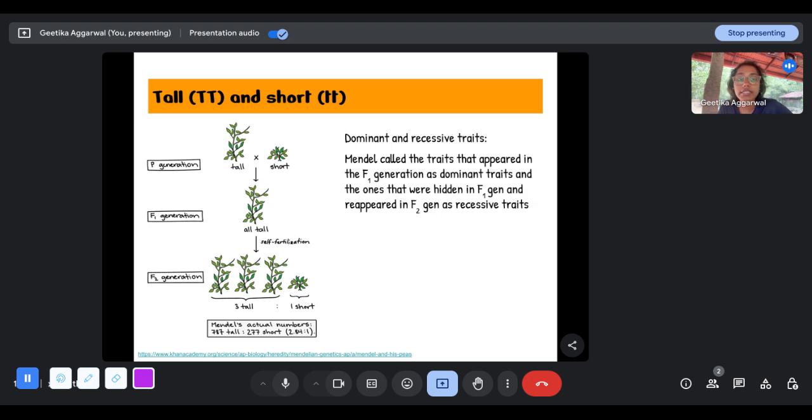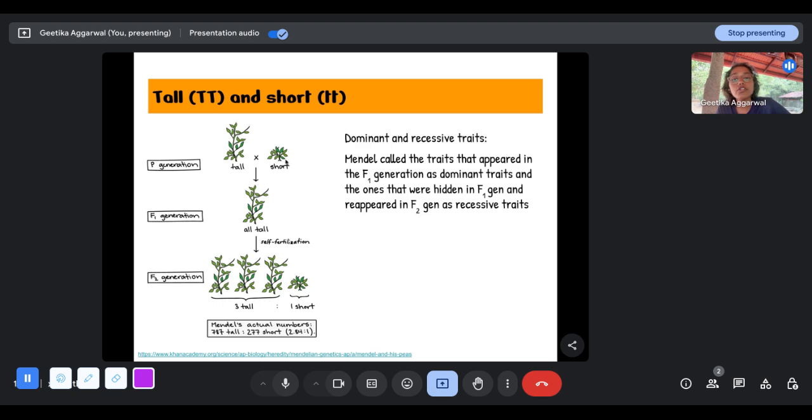So what are dominant traits? He said that the traits that appeared in the first filial generation, they are dominant traits, and the ones that were hidden in the first filial generation but reappeared in the second filial generation, they are recessive traits. So in this scenario, tall is a dominant trait and short is a recessive trait.